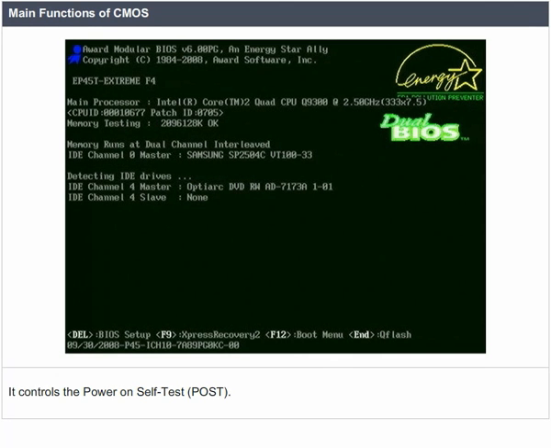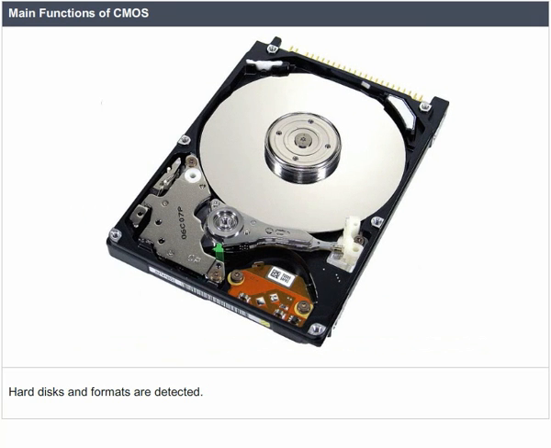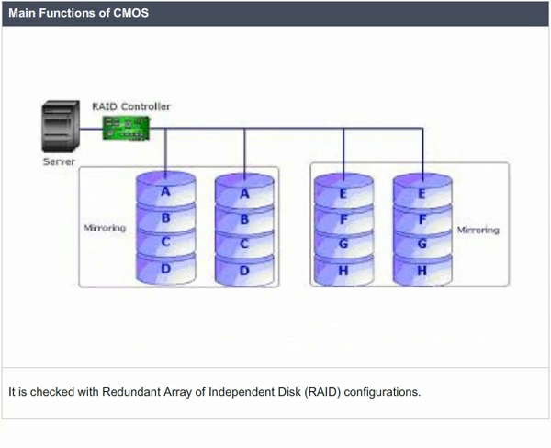It controls the power-on self-test, POST. Once POST has completed, CMOS runs through its other settings. Hard disks and formats are detected. It is checked with redundant array of independent disks, RAID, configurations.